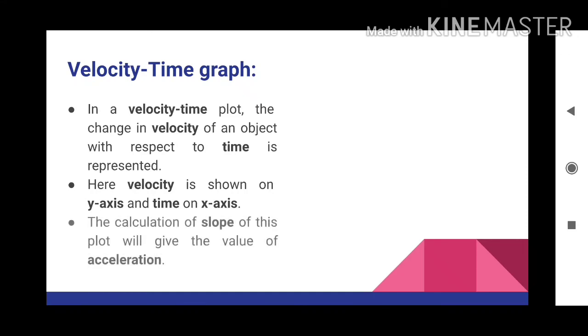Previously the calculation of slope gave us the value of speed. Here the calculation of the slope of a velocity time plot will give the value of acceleration, that is, the rate of change of velocity with respect to time.